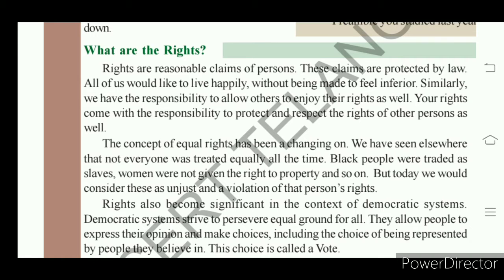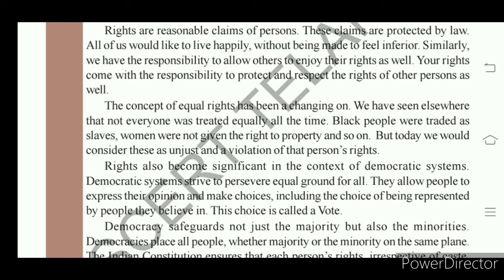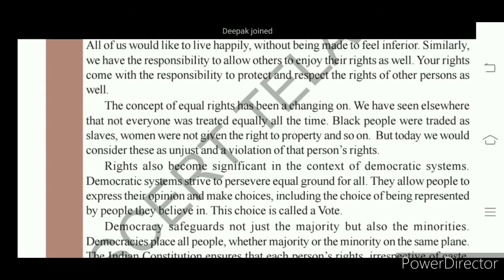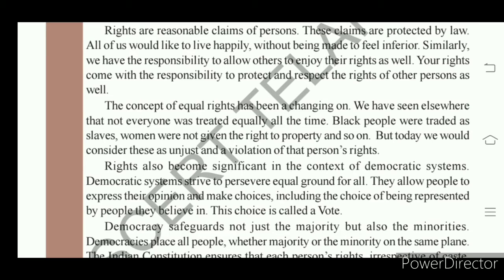How do you want to get respect from others? We have to respect others. So rights come with responsibility. Instead, the concept of equal rights is changing in the society. That means the concept of equal rights has been changing. Whatever rights people enjoyed once, today it is modified. Several new ideas and concepts are coming into the rights, and those are taken into account. So we have seen elsewhere that not everyone was treated equally all the time. In society, we see that at any moment, not everyone was treated equally all the time.